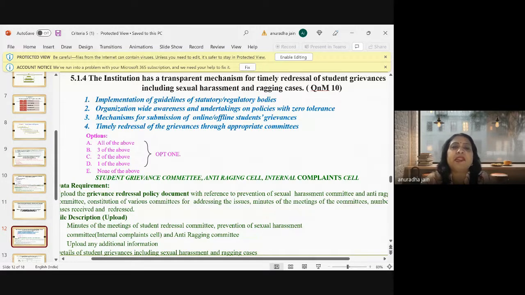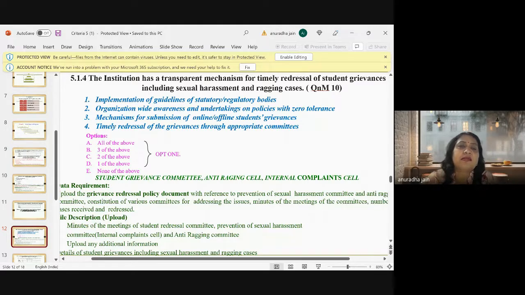Then mechanism for submission of online and offline students' grievance. So if a student has any problem or grievance, what is the mechanism that is used? Whether an online mechanism is there, then you have to provide the screenshots of the website, showing how the online system works for student grievances. And if it is offline, then how it is taken care of, how students can approach the authorities, what decision is taken, what action is taken. All these minutes of meetings, every institution should produce while giving the SSR.